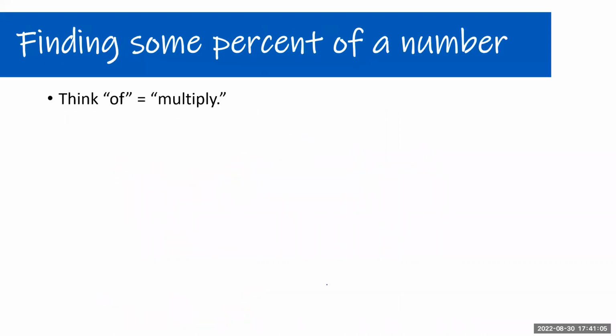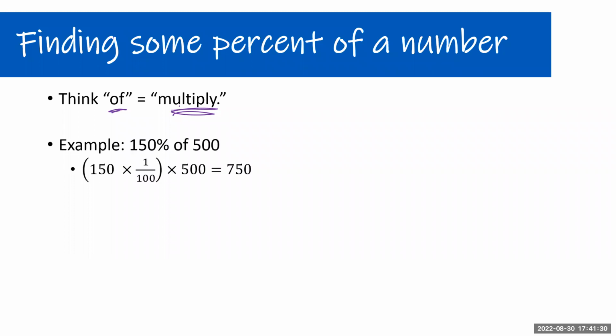Now we can work a little bit backwards too. If we want to find some percent of a number, okay? So we want to work in real world applications here. The best way that I like to think about this is when you see "of," you are going to think of multiply, okay? So if you're finding 50% of 100, you're going to multiply 50% times 100, okay?